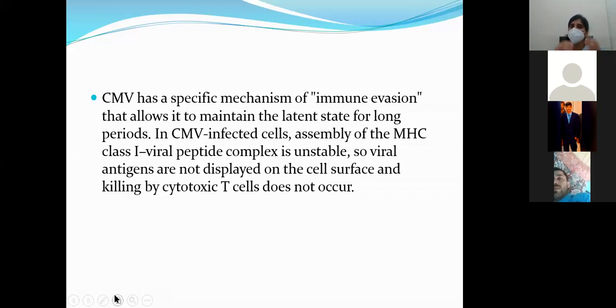What it does is, the MHC class 1 molecules will be unstable and will not be displayed, and antigens will not be displayed on the cell surfaces, and when the antigens will not be displayed on the cell surfaces they will not be killed by the cytotoxic T cells.